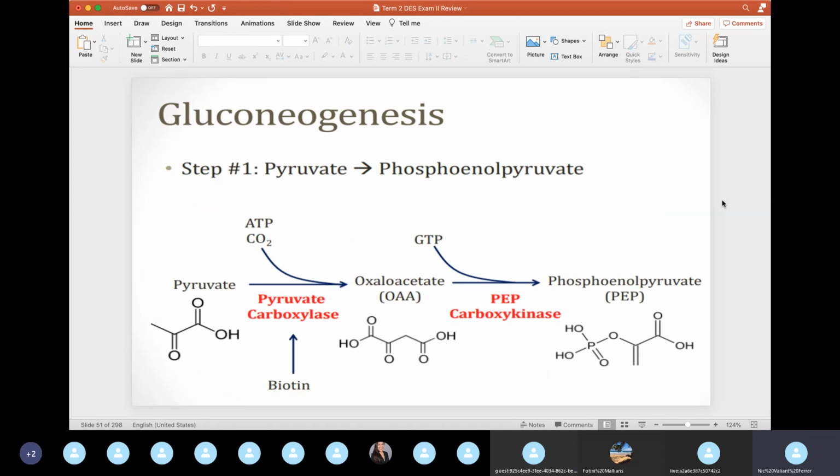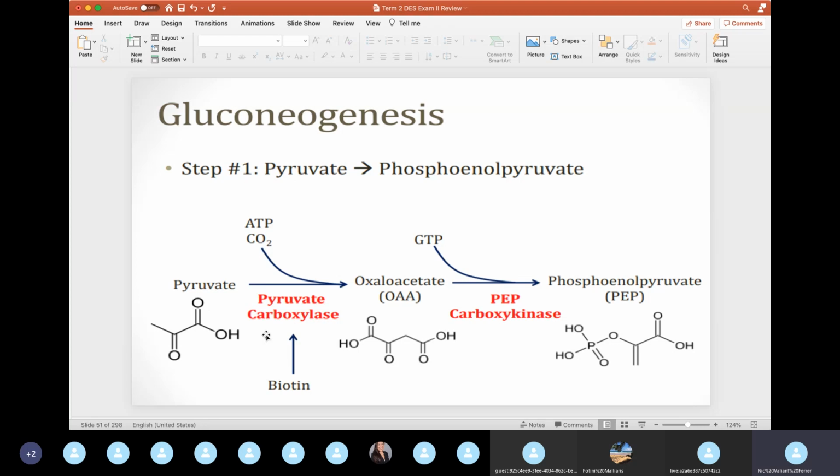Gluconeogenesis. We need to make new glucose, right? This is now in the fasting state. So first, pyruvate needs to be converted back to phosphoenol pyruvate. So this is my trick. When you hear carboxylase, think about biotin, B7.